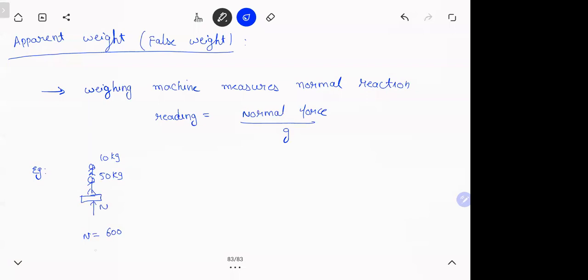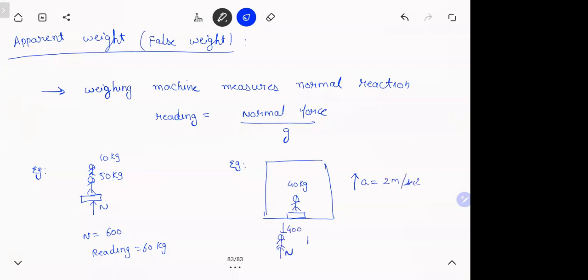You're standing in a lift on a weighing machine. Let's say the lift is going up. Say you weigh 40 kg and you're going up at 2 meters per second square. Normally, only 400 N acts downward, with acceleration up. So you get N minus 400 is 40 into 2. So the reading will be 48 kg.